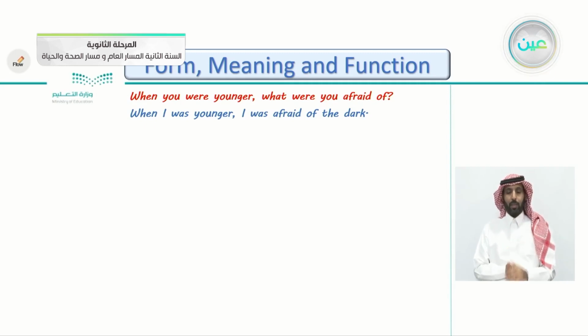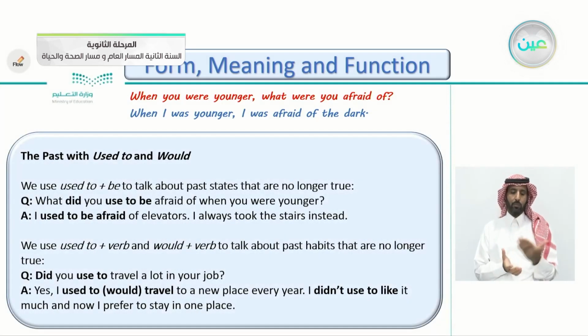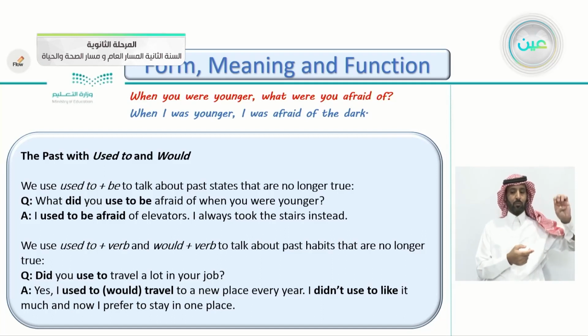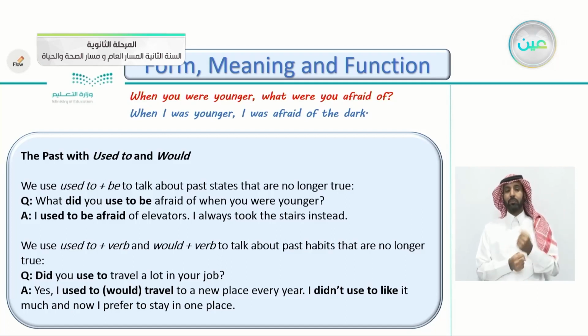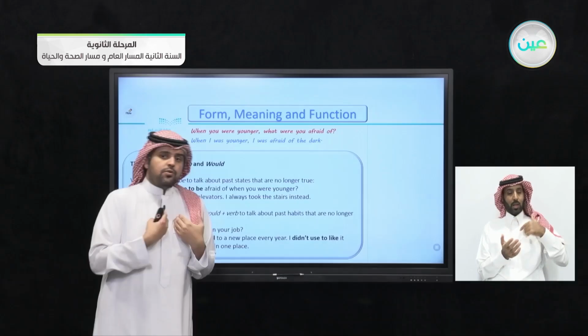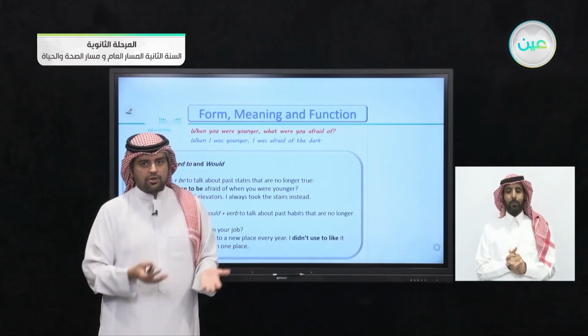So I used to be afraid of the dark, which is our lesson here: the past with used to and would. We use used to plus be. Here, be is the word be itself. We use used to be to talk about past states that are no longer true, like me being afraid of the dark. They are not happening now.